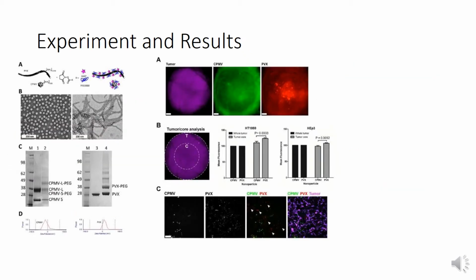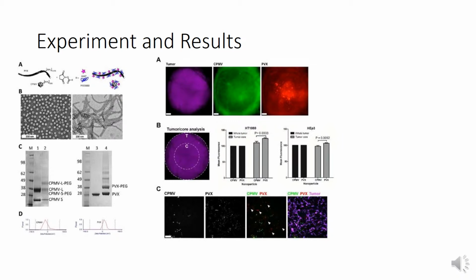So to get into the experiments and results, they first started off their experiments by looking at attaching polyethylene glycol, or PEG, and a near-infrared dye, Alexa Fluor 647, or just A647, to both PVX and CPMV. PEG is a vital component in developing VNPs because it significantly reduces the immunogenicity of VNPs while also reducing undesirable nonspecific cell interactions, prolonging plasma circulation, and increasing stability.